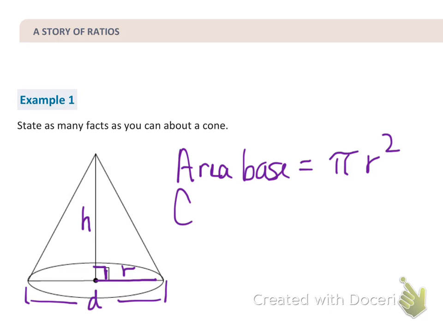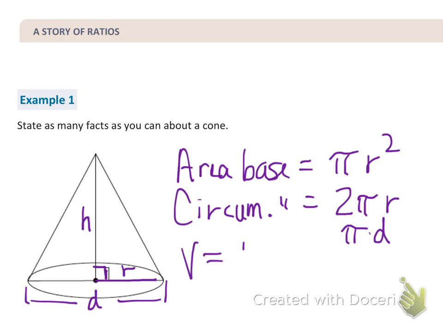The circumference of the base is equal to 2 pi times the radius, or pi times the diameter. What else have we got? We know the volume is 1/3 the area of the base, which is pi r squared, times the height. Okay, so that kind of covers it. You might have a few other details on there.